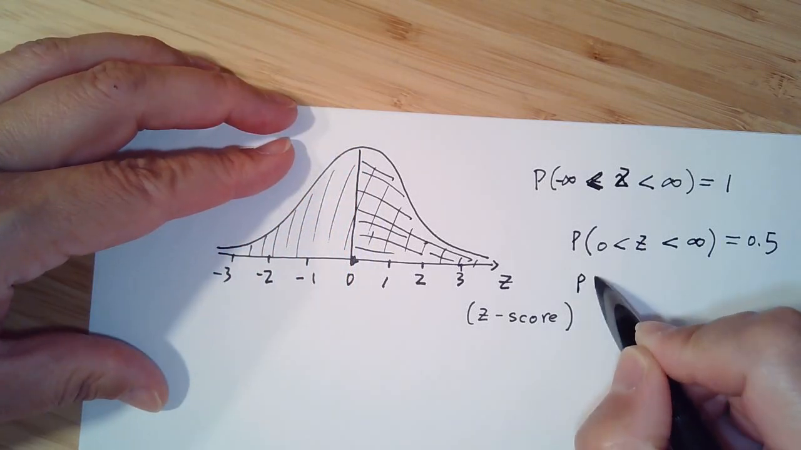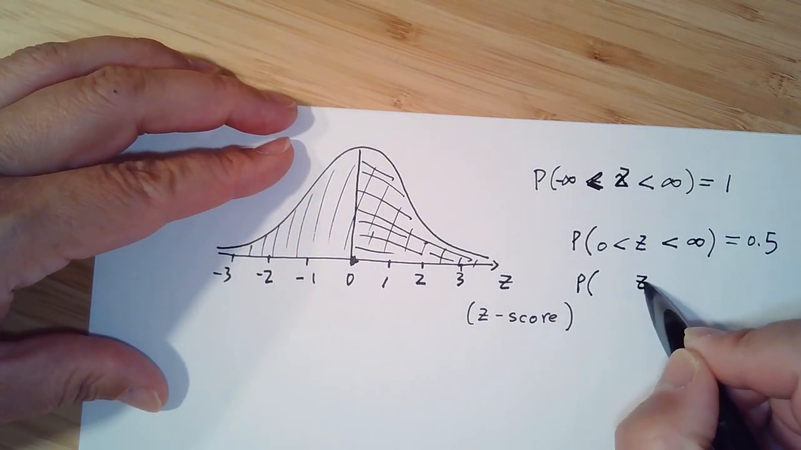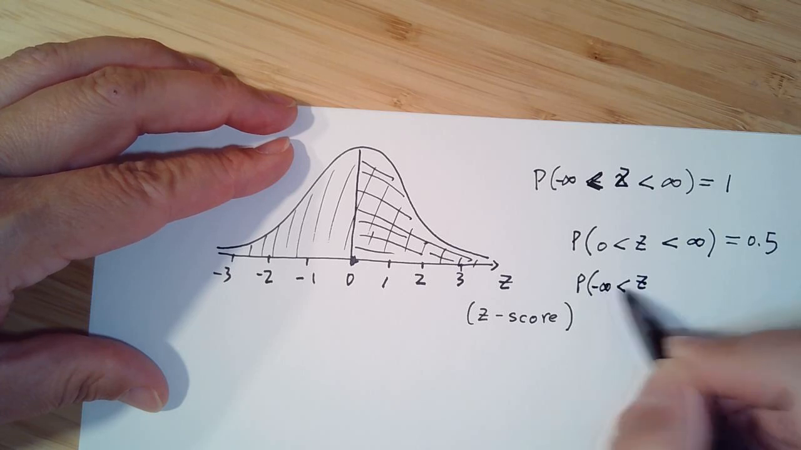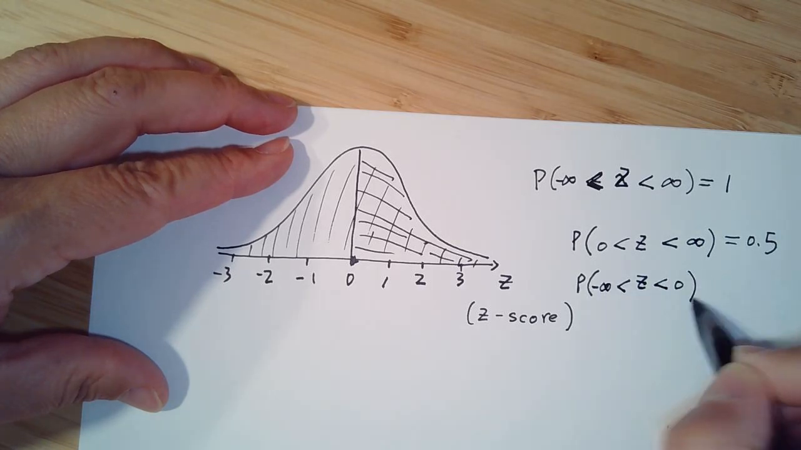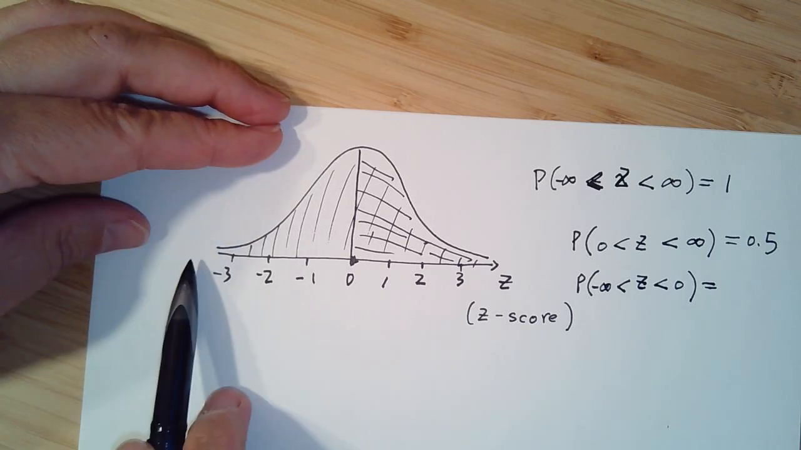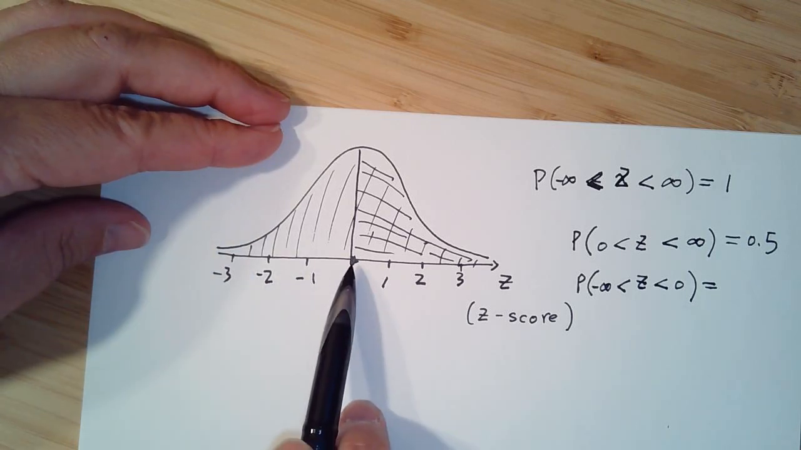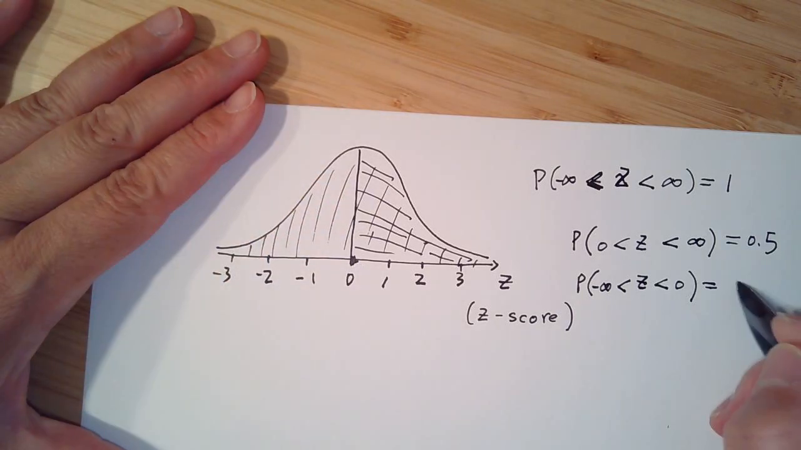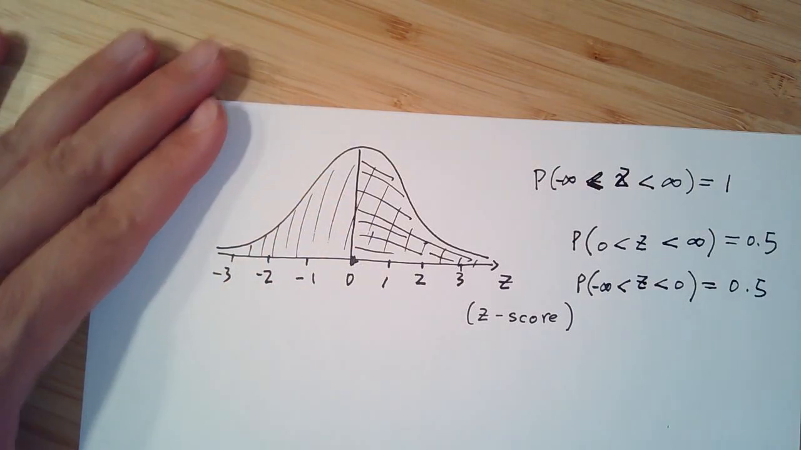And very similar, we have z greater than -infinity and less than 0. So that's from -infinity all the way to 0, and we talk about this area under the curve, and that is also 0.5.